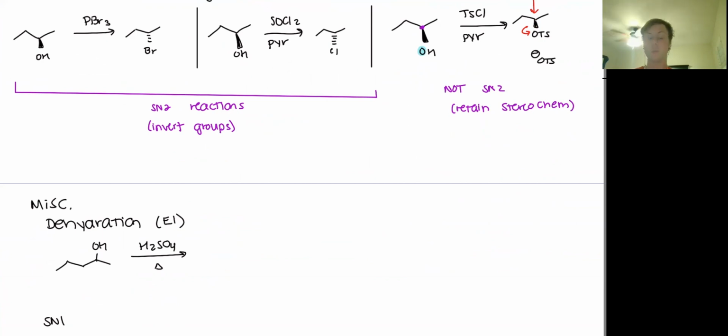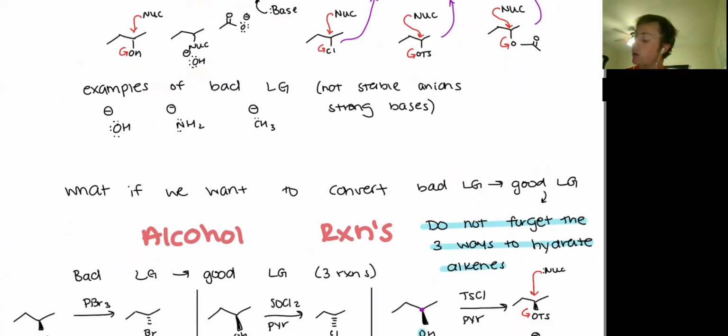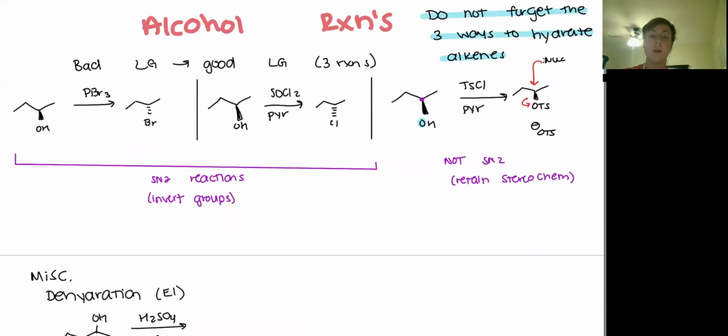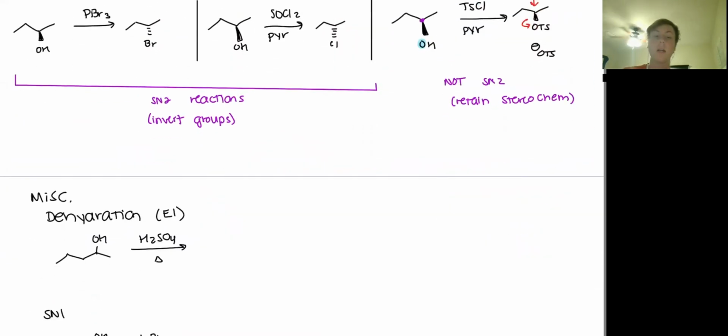And so I have a few miscellaneous reactions of alcohols just because I wasn't really sure where to put them. But the first is a dehydration reaction. And basically what I was saying here is don't forget the 3 ways to hydrate, which is to add an OH to an alkene. A dehydration reaction will basically take off an OH and put an alkene in its place. And so it's just the opposite.